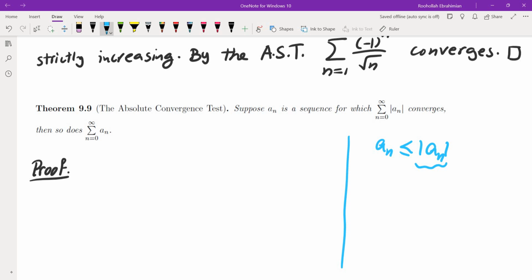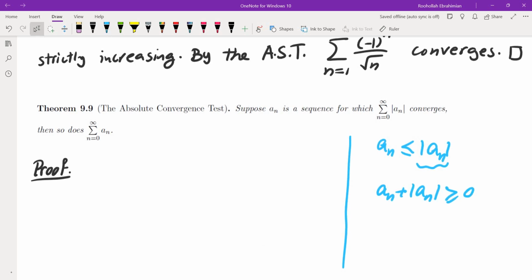So how do we deal with that? Well, one thing we could do is look at a_n plus the absolute value of a_n. This is always greater than or equal to 0. If a_n is negative, that's just 0. If a_n is positive, it would be twice a_n, which is also positive. So in any case, this is going to be non-negative. And furthermore, a_n plus the absolute value of a_n is less than or equal to twice the absolute value of a_n, which we already know converges. So we are going to go ahead and use that strategy.